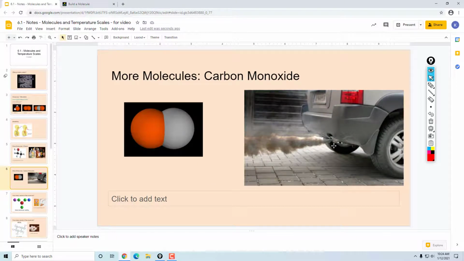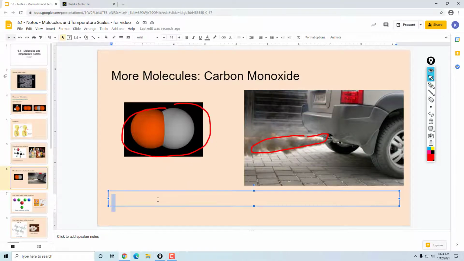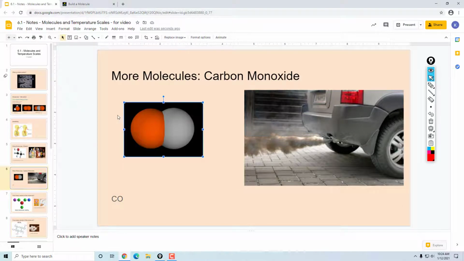If you have a car, what comes out here contains carbon monoxide, which is CO. A carbon and an oxygen, 2 atoms. Very simple. If we get too much CO inside the body, we can get carbon monoxide poisoning, and that can cause us to suffocate and die. Carbon monoxide molecules bind to the red blood cells we saw earlier, which makes it hard for us to transport oxygen throughout the body.